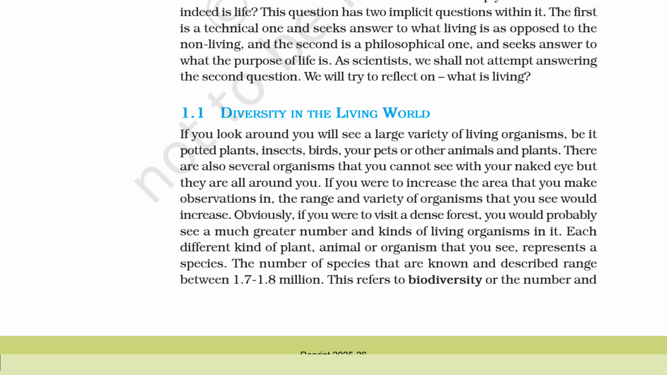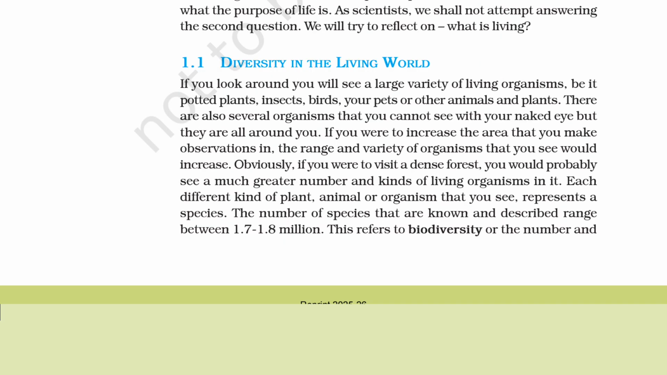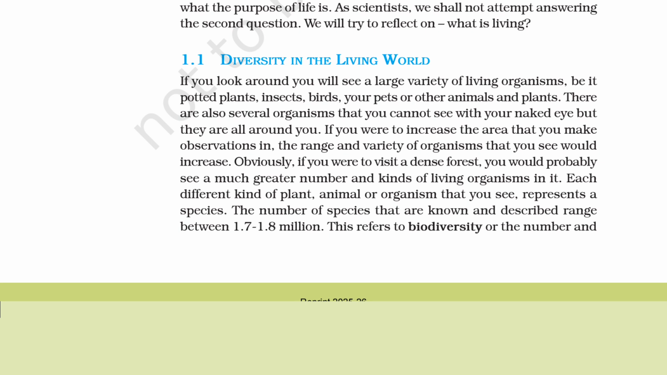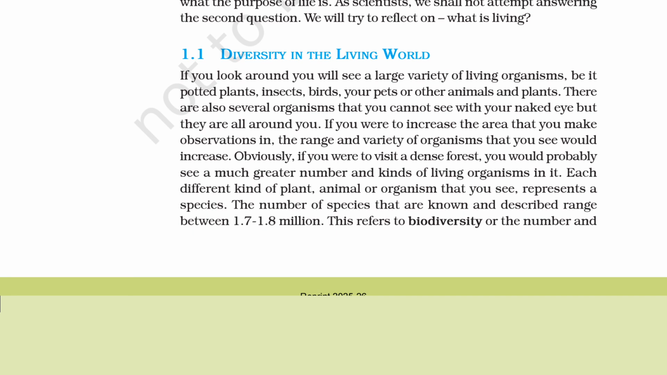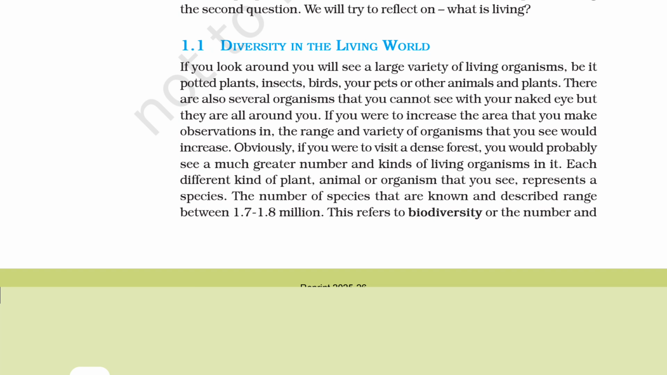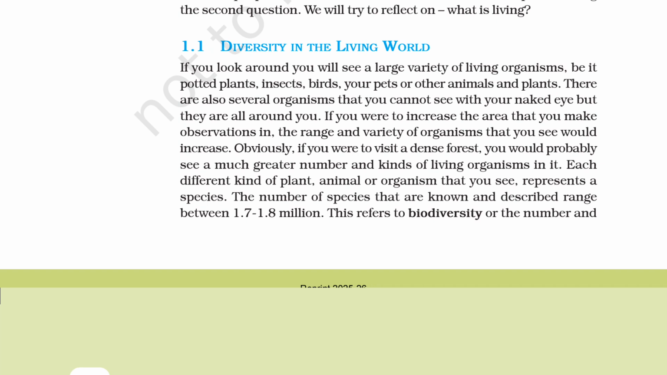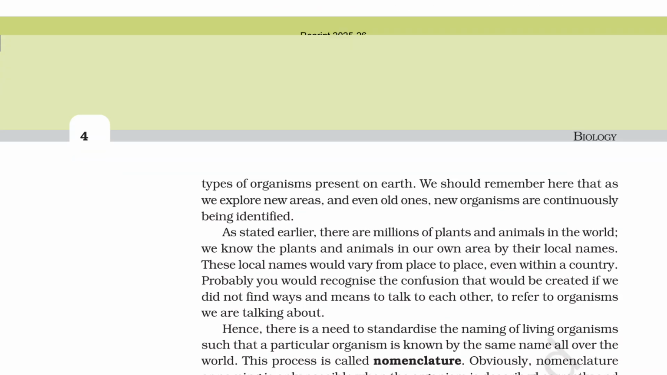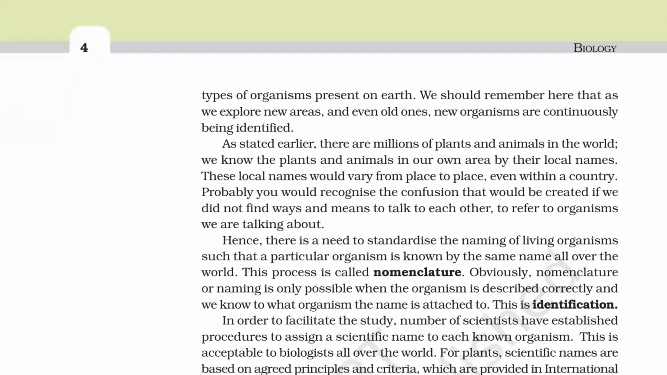would increase. Obviously, if you were to visit a dense forest, you would probably see a much greater number and kinds of living organisms in it. So each different kind of plant, animal, and organism that you see represents a species. The number of species that are known and described ranges between 1.7 to 1.8 million. This is biodiversity: the number and types of organisms living on earth.